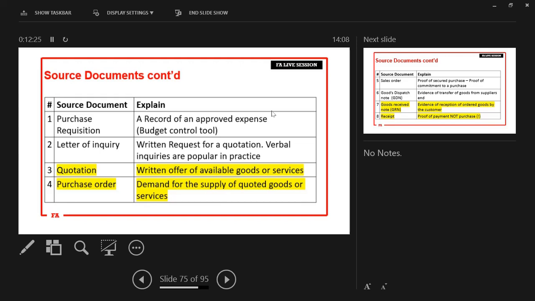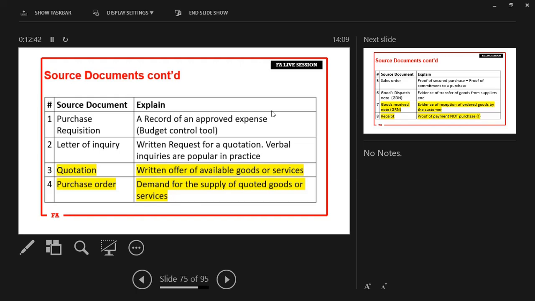You need to send a written what? Letter? Yes. Why? Because by the time I finish explaining what I need, the other person on the other side would have forgotten, and they'll supply us with the wrong thing. I hope that you can see that.